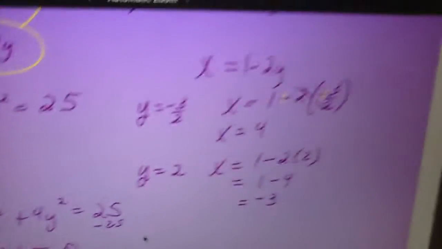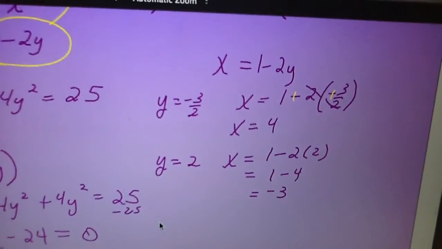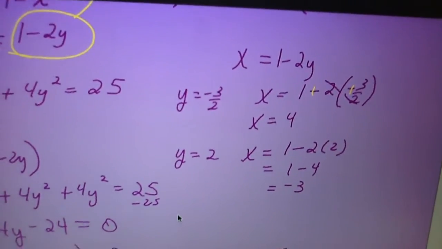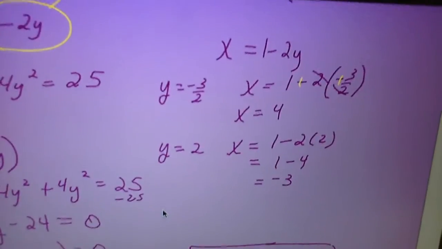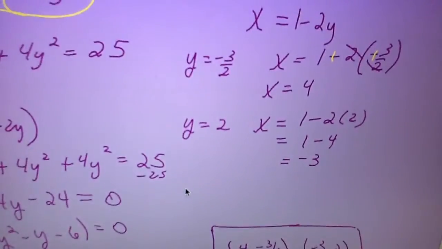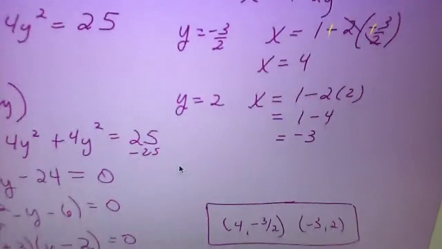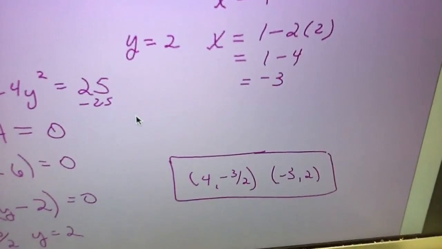To get the x coordinates, I had to go back to one of the equations, and once again, way easier to use the equation that doesn't have exponents. Subbed negative 3/2 in for y, found out x was 4. Subbed 2 in for y, found out x is negative 3, and so I got the answers (4, negative 3/2) and (negative 3, 2).